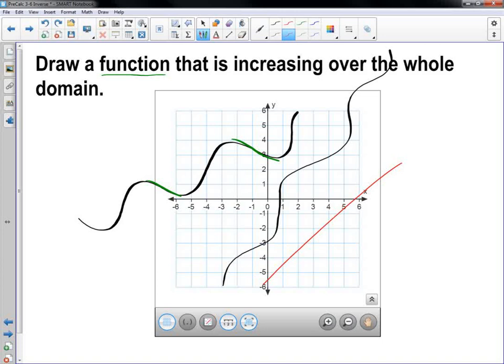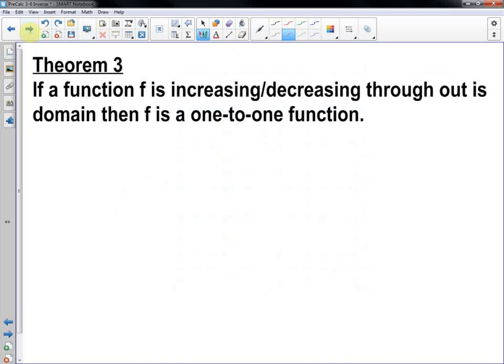All right, so theorem 3 says if a function is increasing or decreasing the whole time, okay? And we had a few examples of where it is and is not increasing or decreasing. But if it's increasing or decreasing the whole time, then it has to be one-to-one. Any time that it switches from increasing to decreasing, then automatically it's not going to pass the horizontal line test, which means it's not going to be one-to-one.